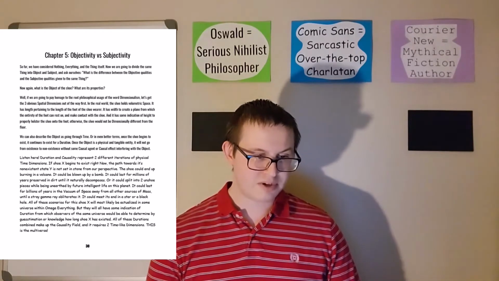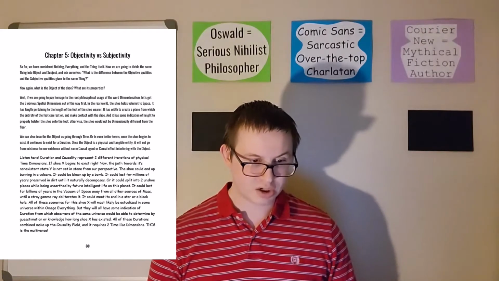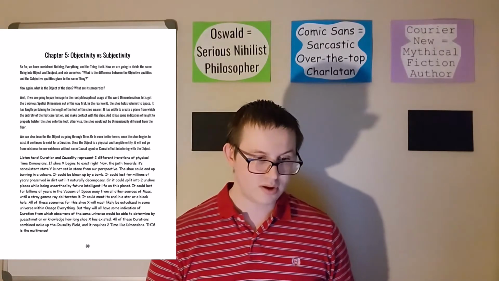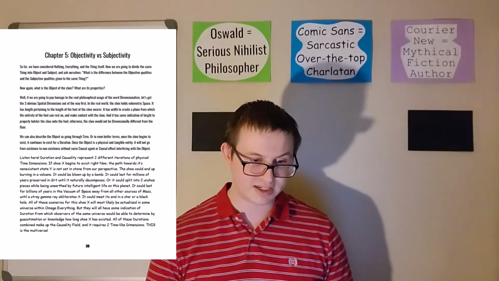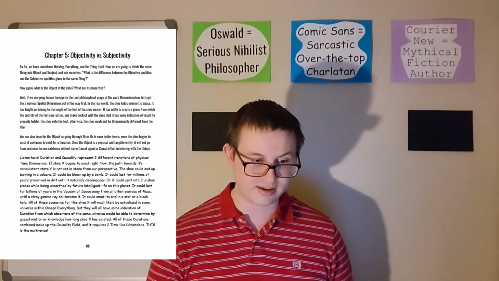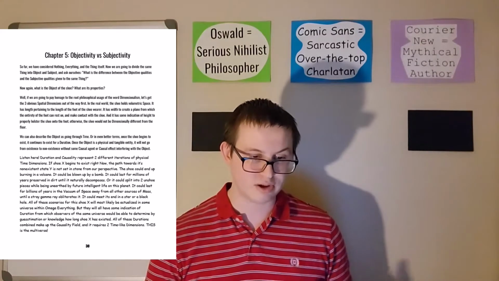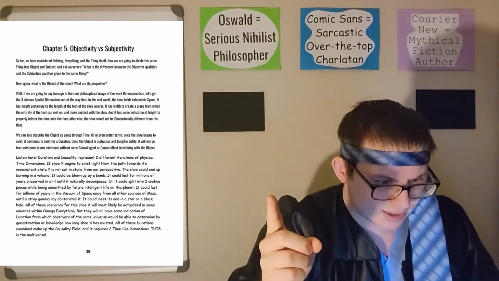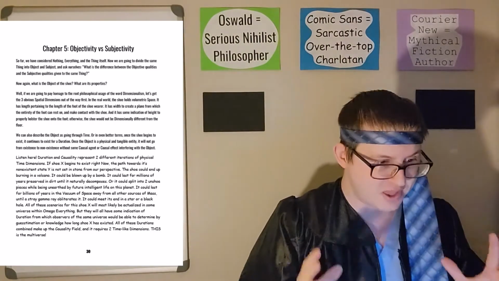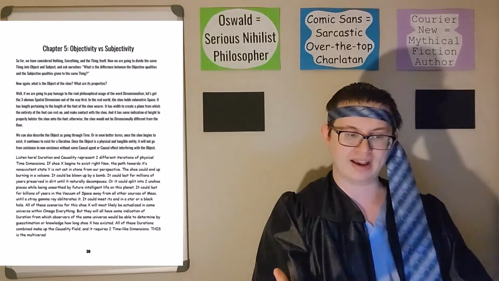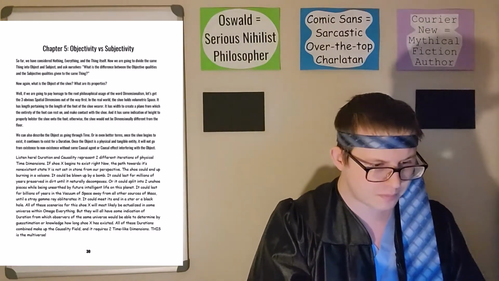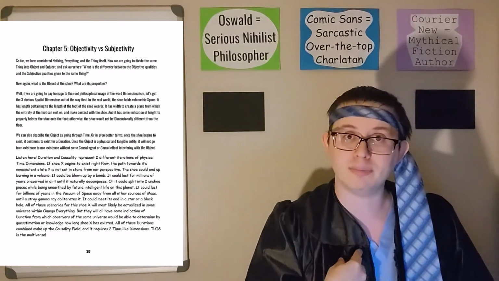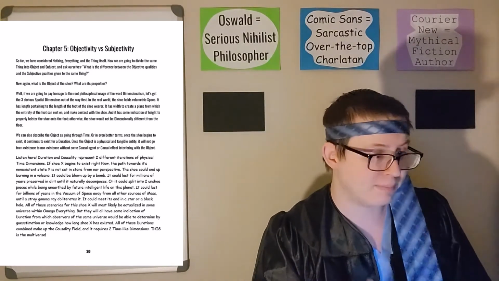We can also describe the object as going through time. Or in even better terms, once the shoe begins to exist, it continues to exist for a duration. Once the object is a physical and tangible entity, it will not go from existence to non-existence without some causal agent or causal effect interfering with the object. Listen here. Duration and causality represent two different iterations of physical time dimensions. If shoe X begins to exist now, the path towards its non-existent state Y is not set in stone from our perspective. The shoe could end up burning in a volcano.